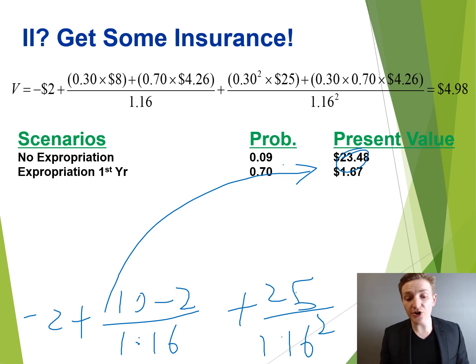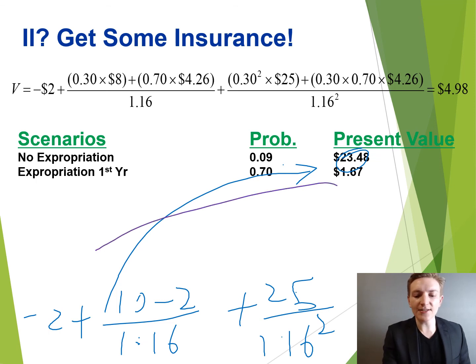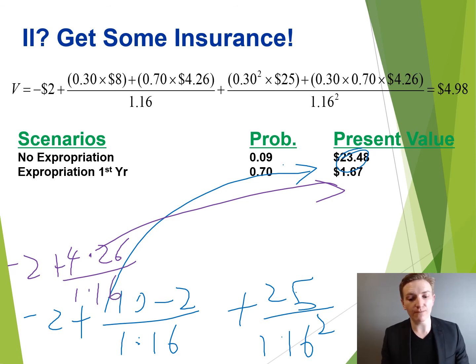Now say there's expropriation in the first year. That occurred with 70% probability. Now in that case, we do have a cash flow. In the prior situation, we had no cash flow whatsoever, but now we have $1.67 as the present value of our cash flows. To see where this is coming from, we have a $2 payment to our insurance to begin with, and then we have our payment of $4.26 in that first year rather. So $4.26 discounted back 1 year, and we get no cash flow in the second year.